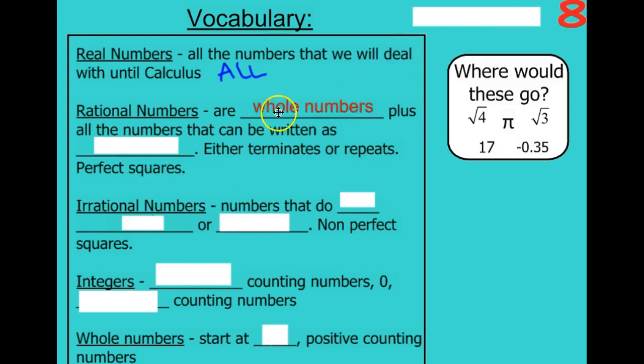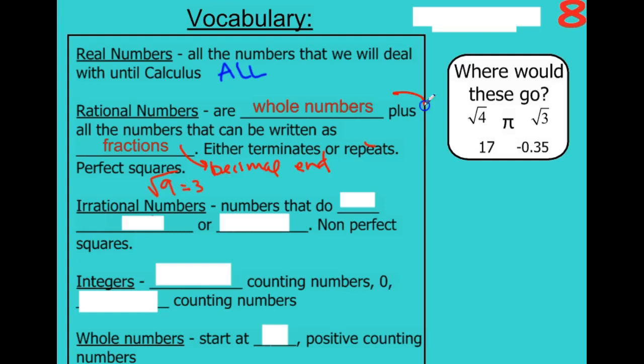Rational numbers are whole numbers, so our counting numbers, plus all the numbers that can be written as fractions. They either terminate or repeat, and they're also our perfect squares. So let's look at that for a second. Any counting number, any fraction, because any fraction we can also convert to a decimal. So that means our decimals that terminate or end or repeat. So fractions, decimals, and our perfect squares, like the square root of 9 is really just 3.